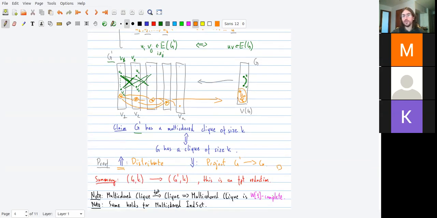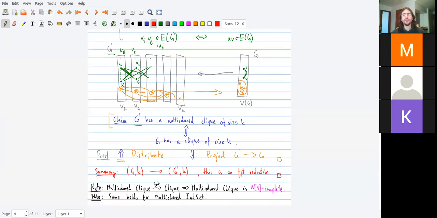So all in all, in summary, we gave a reduction that, given an instance G comma k, computes a new instance G prime comma k of multicolored clique, which by this claim, the reduction is faithful. The answer to the problem is preserved. The reduction works in FPT time, that's for sure. And the parameter blow up is governed by the identity function. So this is an FPT reduction. So this means that we have given an FPT reduction from clique. So the multicolored clique problem is W1-hard.